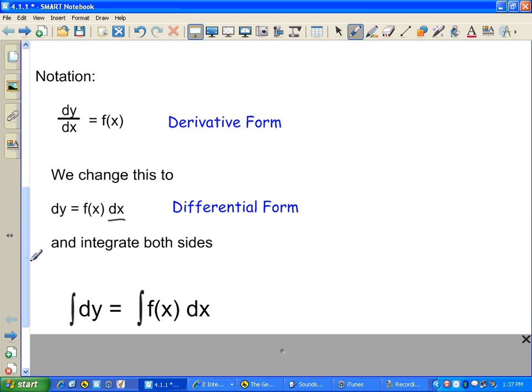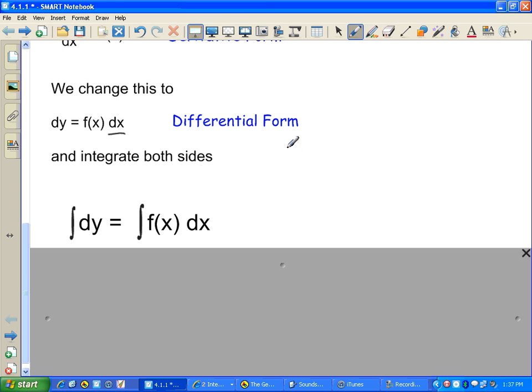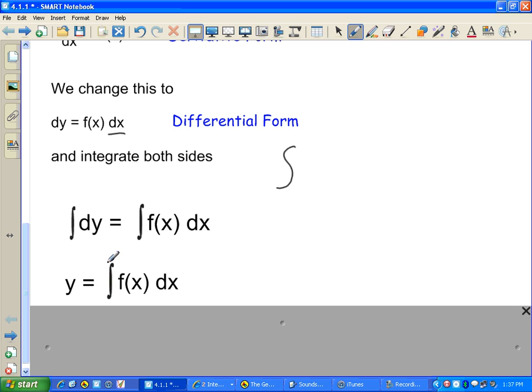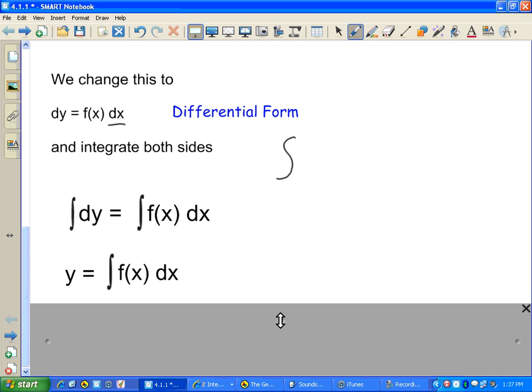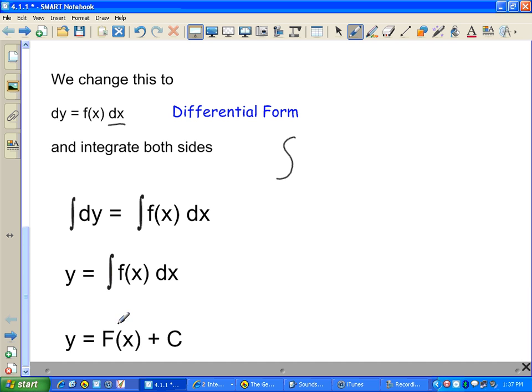So if we integrate both sides of this, this is the sign for an integral. It's kind of an extended s, I guess, depending on how you do it. If we integrate dy, we get just y. And if we integrate f of x dx, then we're going to get a different function, capital F of x, plus our constant of integration, so plus c. This is the basics of what we're doing when integrating. We're undoing a derivative. These are antiderivatives.